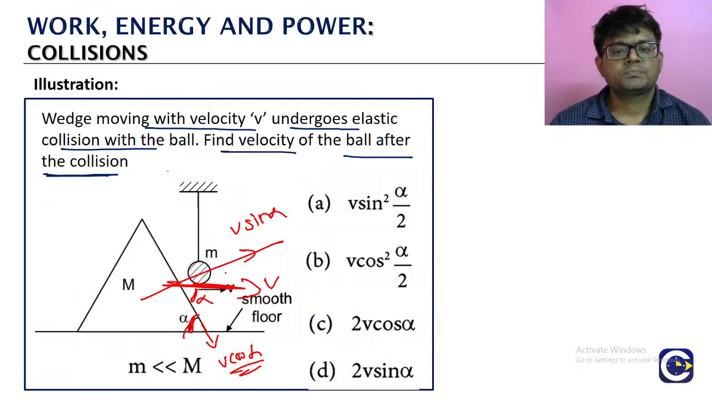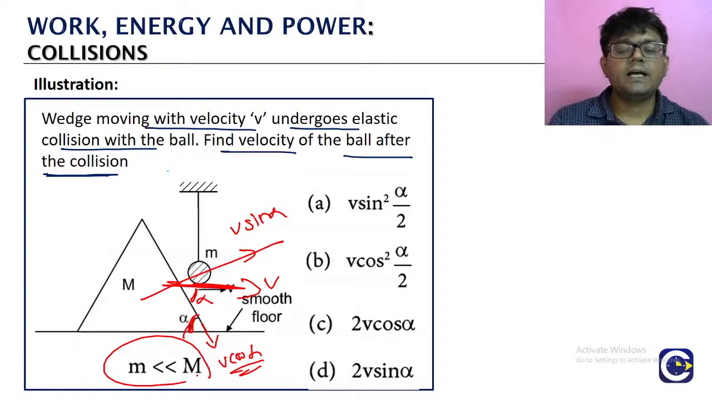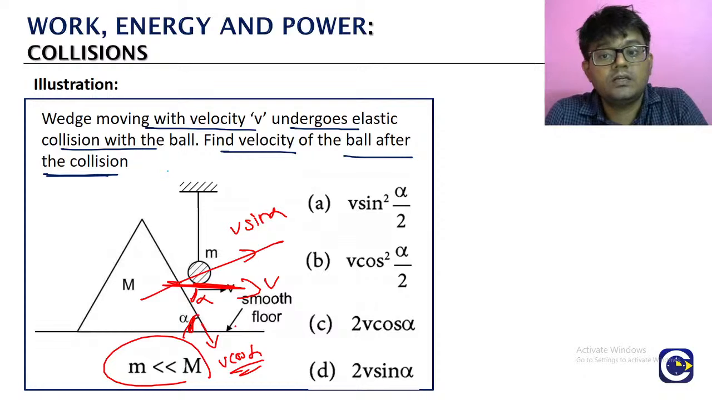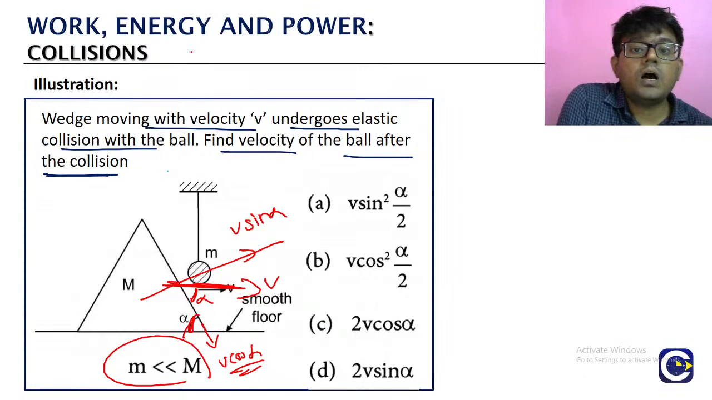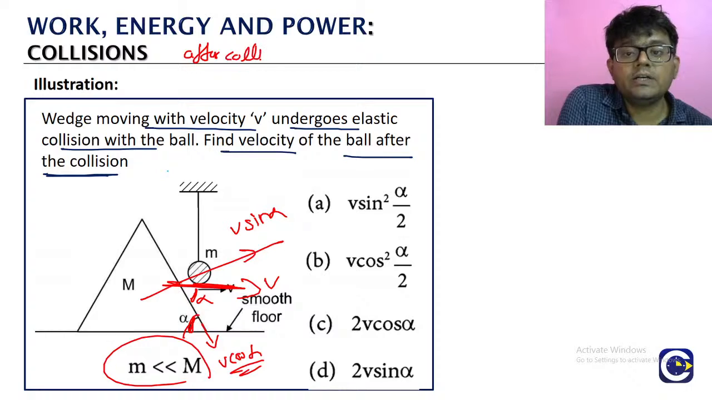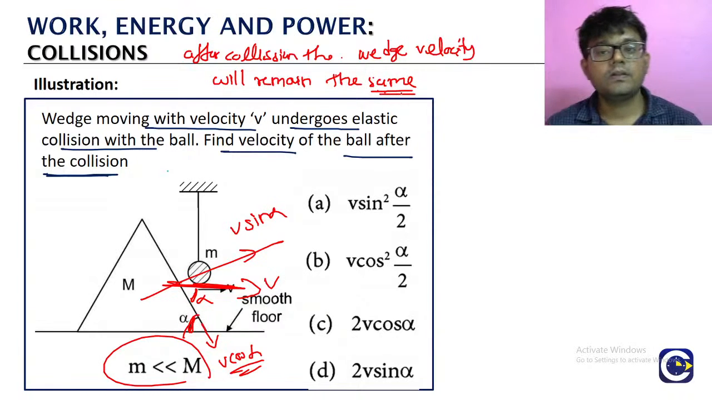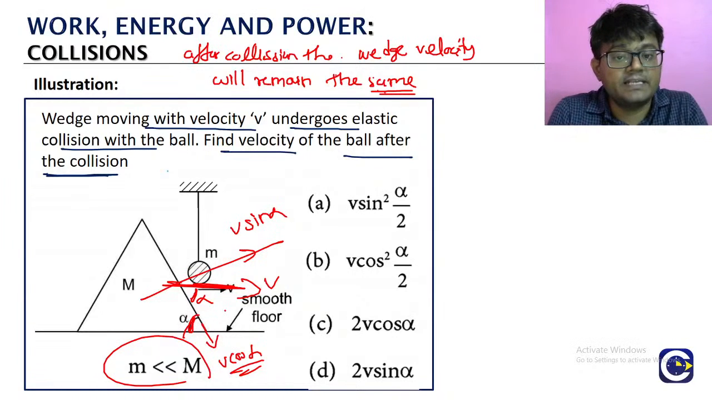Now the wedge mass is very high in comparison to the mass of the ball, so after the collision the wedge velocity will remain the same. Why? Because that is a heavier mass. It is like the heavy object. Its velocity will not be impacted by the collision.